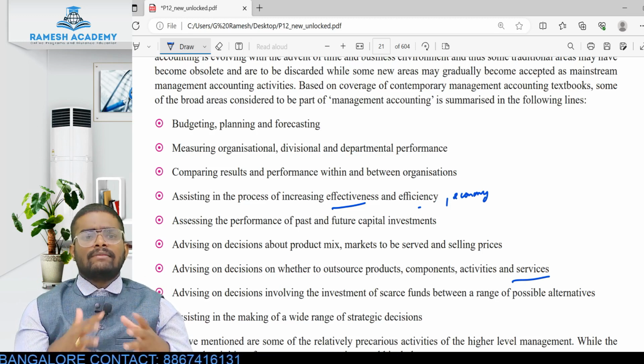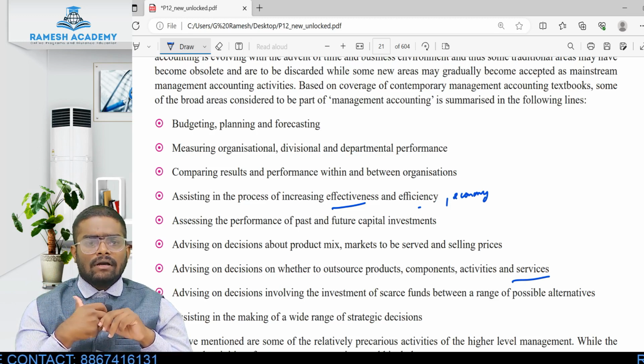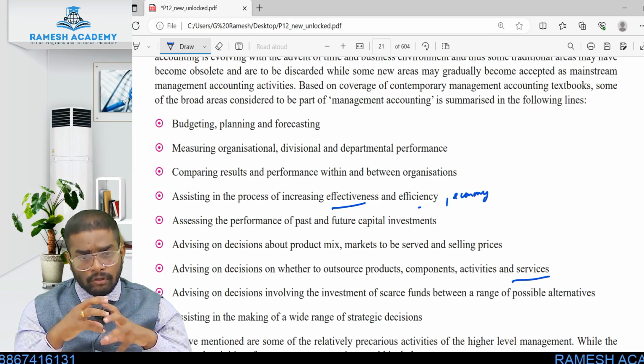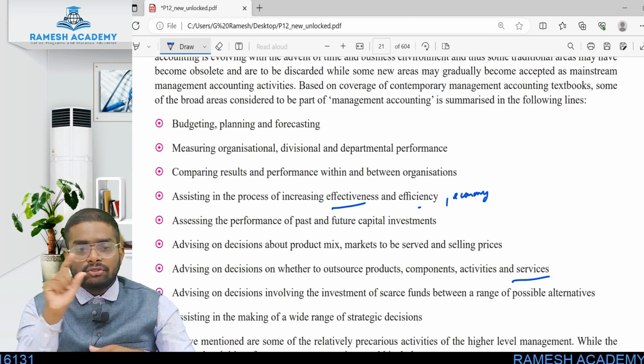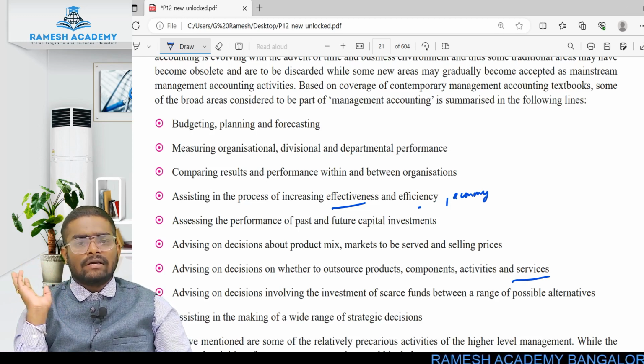Then decision making, the computation of selling prices, whether to outsource or not, whether to make an informed decision as the resources are scarce, to invest in a particular business where we will be getting more higher rate of return, and all those things.